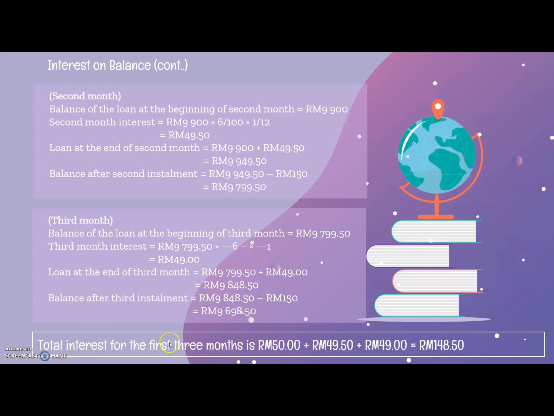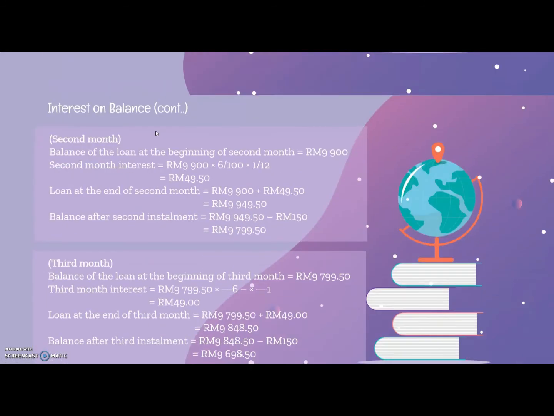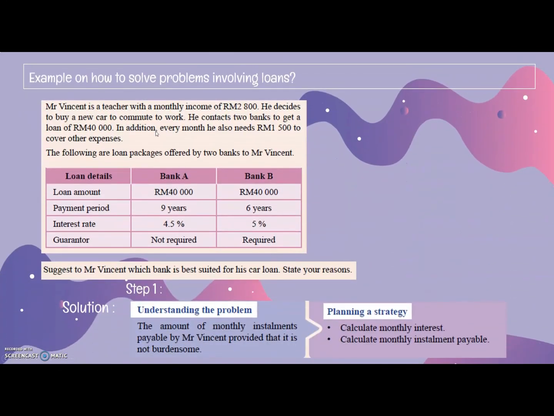Therefore, the total interest for the first 3 months equals 50 plus 49 plus 49 ringgit and 50 cents, which equals 148 ringgit and 50 cents. This is the final answer for interest on balance. Next, we will see an example on how to solve problems involving loans.